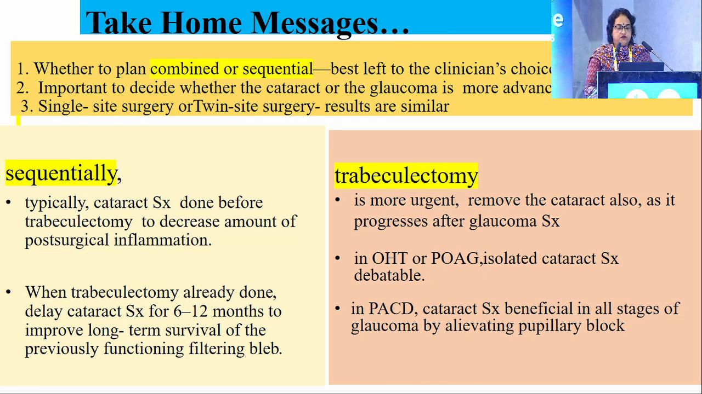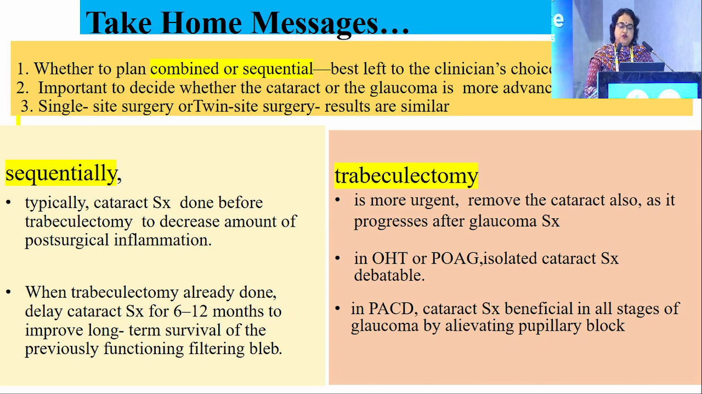So if you are doing a sequential surgery, typically the cataract surgery is done first to decrease the amount of post-surgical inflammation. But if you see a patient where trabeculectomy has already been done, but the pressure is not controlled, you can delay the cataract surgery for 6 to 12 months to improve the long-term survival of a previously functioning filtering bleb.